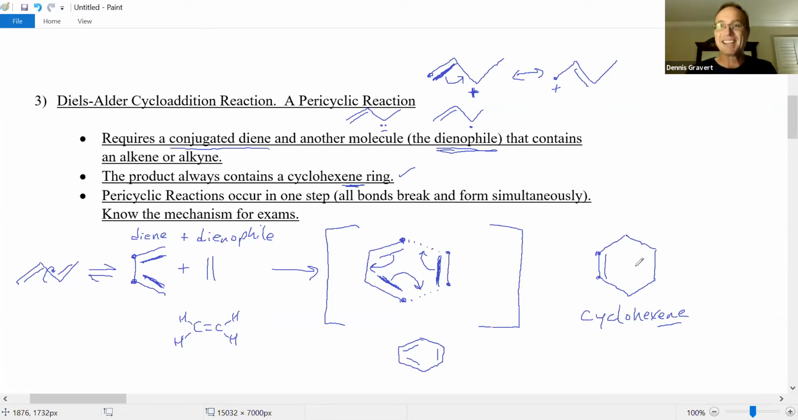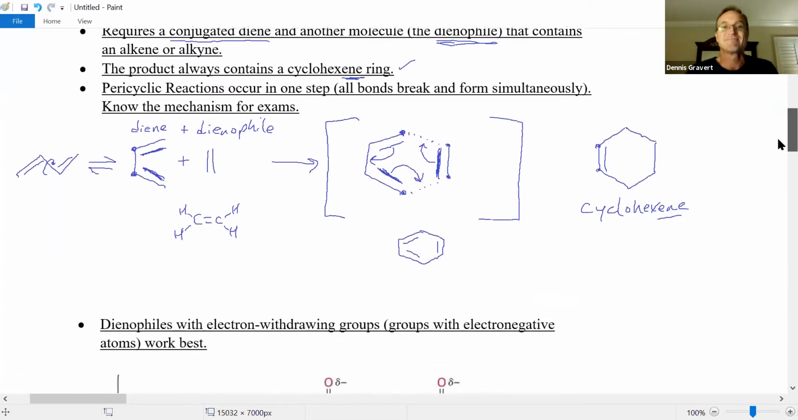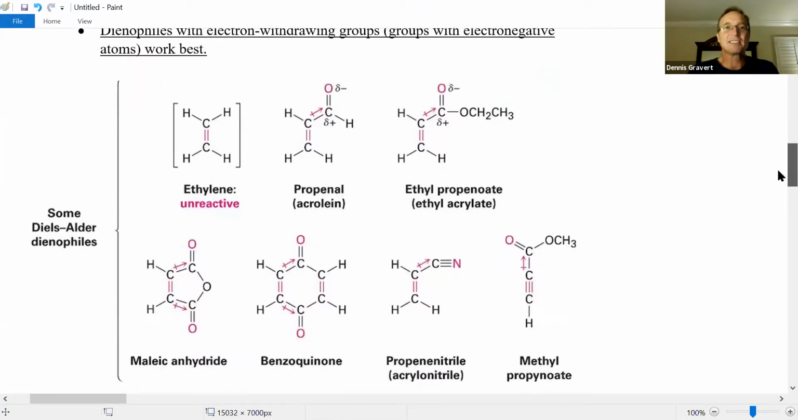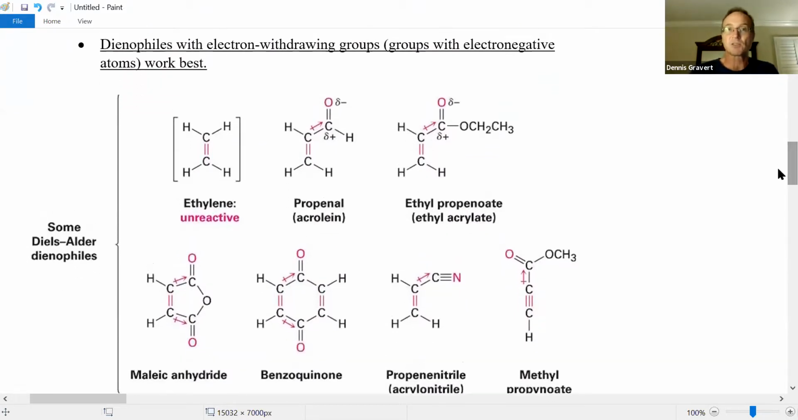A couple of more details. I guess I was lying. It's not it. But that's the main idea. And there's the mechanism. Sweet and short. Love it. Here's a little detail. It turns out that your dienophiles with electron withdrawing groups, meaning electronegative atoms, work best.